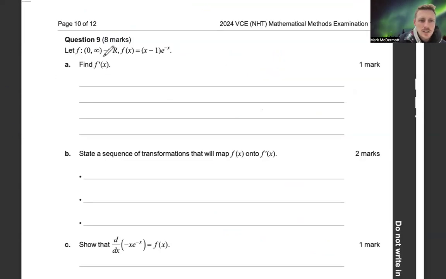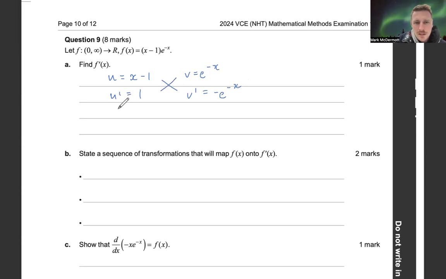All right, this one says, let f be from 0 to infinity, f of x equals x minus 1 e to the negative x. Find f dash of x. You've got the product of two functions again. So question 9, that's going to be harder than the first one. u dash equals 1, v equals e to the negative x, v dash, therefore, equals negative e to the negative x. Product rule, multiply this by this, and then add this times this.